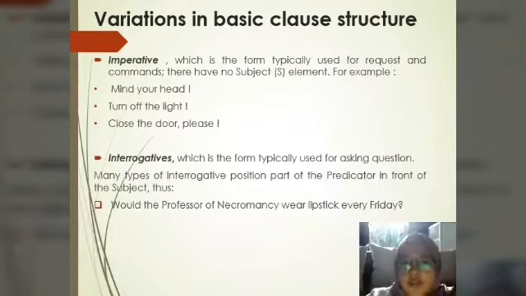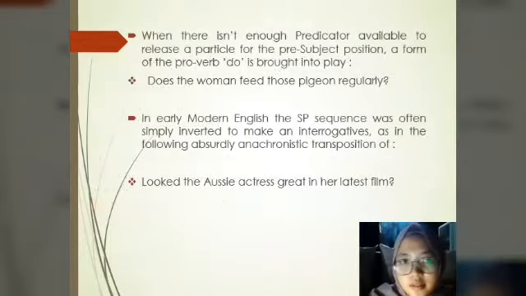Interrogative, which is the form typically used for asking questions. In many types of interrogative, part of the predicator is positioned in front of the subject. For example, would the professor of necromancy wear lipstick every Friday? When there isn't enough predicator available to release a particle for the pre-subject position, a form of the verb do is brought into play. Does the woman feed those pigeons regularly?